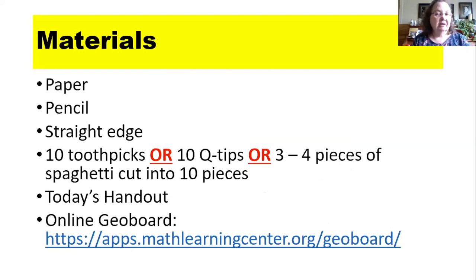The materials you're going to need for today are paper, pencil, a straight edge of some kind. Remember last week we talked about using a ruler or even a piece of folded paper. Also 10 toothpicks or 10 Q-tips or 3 to 4 pieces of spaghetti cut into 10 pieces. We just need something long and straight that we can deal with. Today's handout. And if you would like, there's an online geoboard that you might like to use either during the lesson or after the lesson. So I'll give you a few minutes to get these things together.